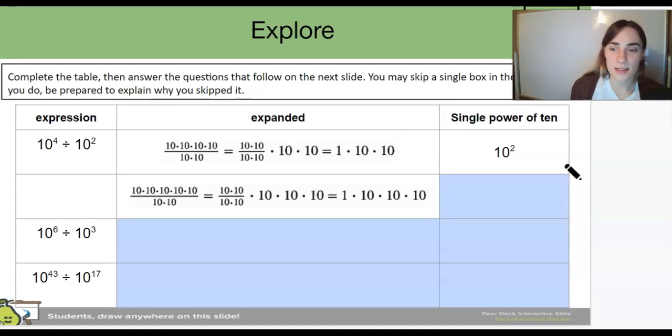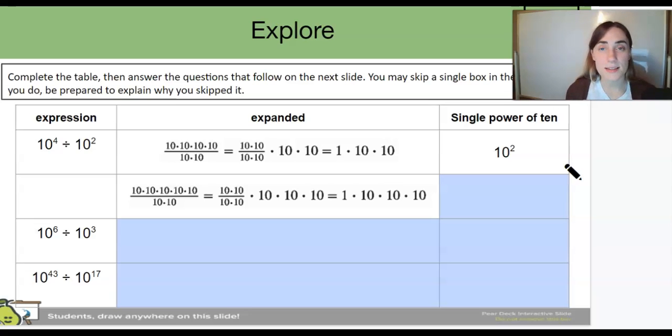So now we're in the second part of our Explorer section where we're going to continue with the table that we examined on the previous slide, slide B. So your goal here is to complete the table, then answer the questions that follow on the next slide.